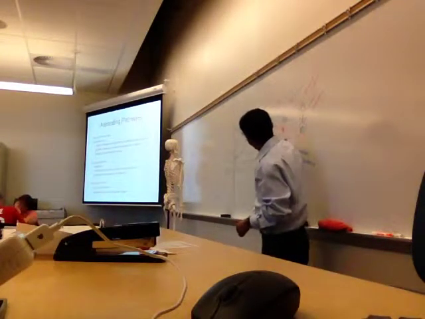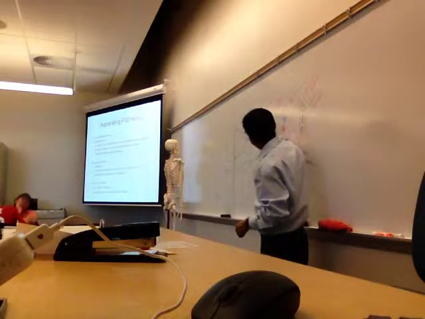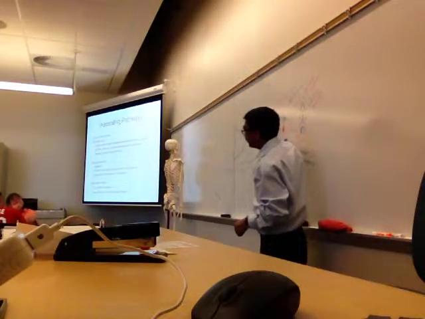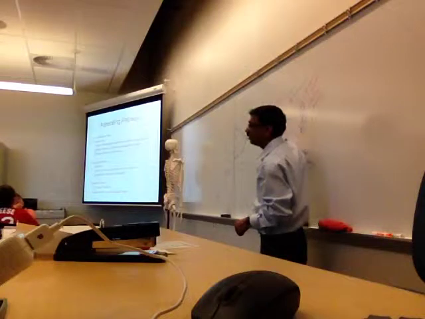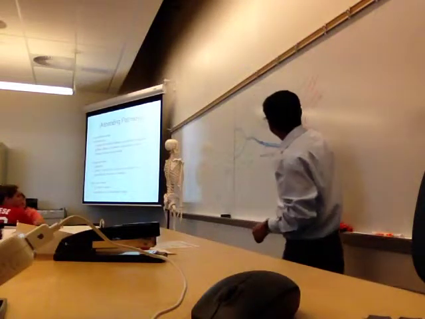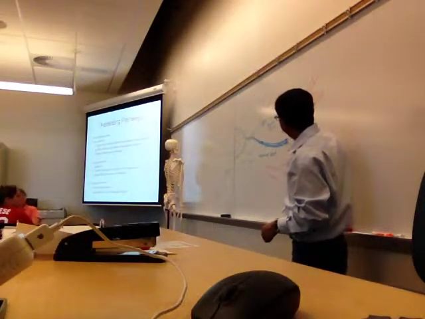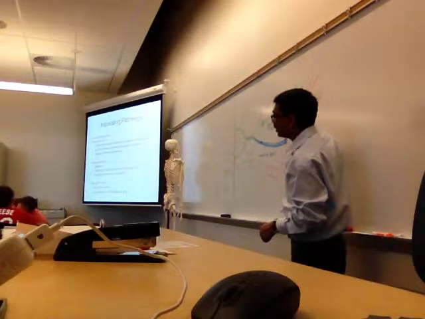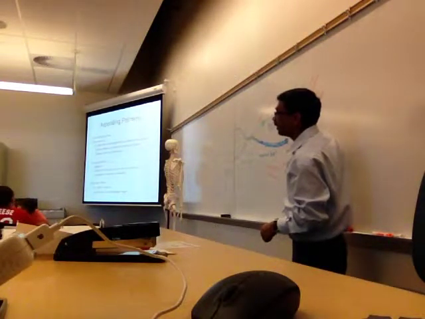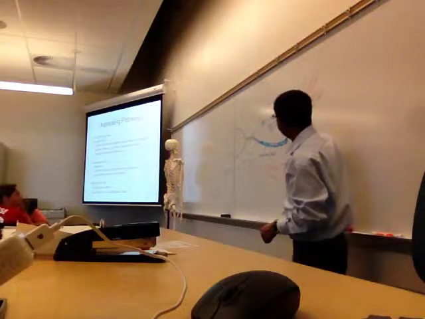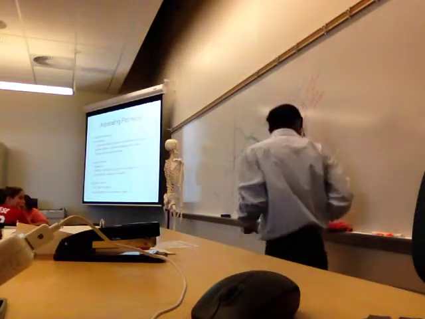Dorsal root is sensory. So this group of neurons is the first order neurons. Then another group of neurons is located in the dorsal horn. This is the second group of neurons. And then from here, what will happen?